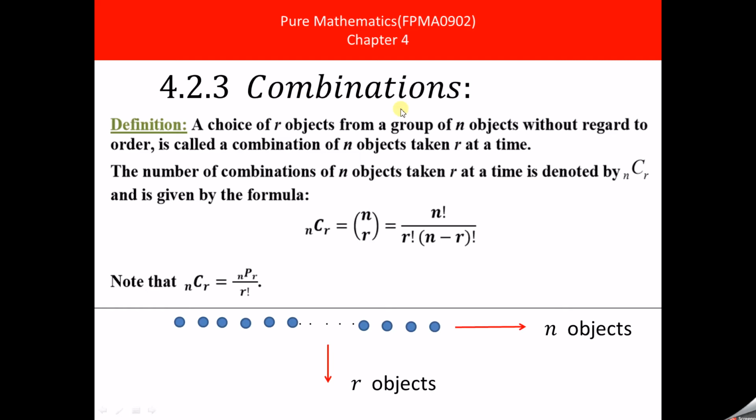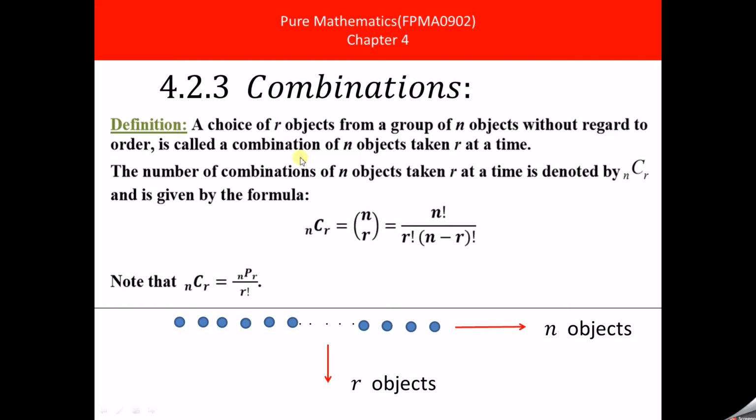In the previous videos you have learned about permutations. When there are n objects and we are taking r objects from a set of n objects, the number of permutations is denoted by nPr.